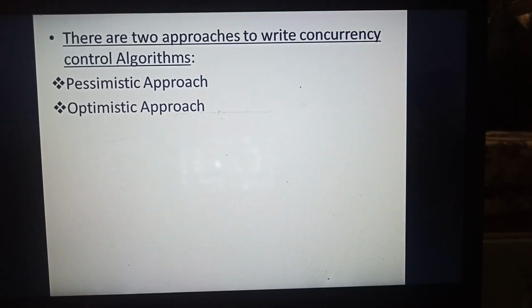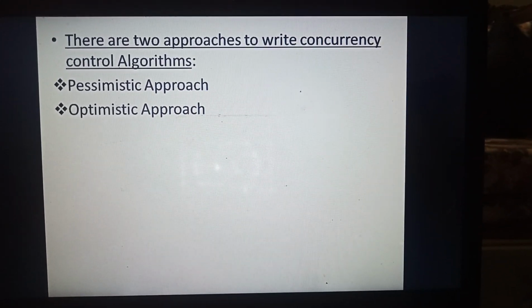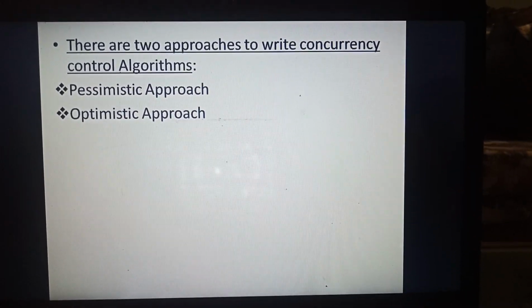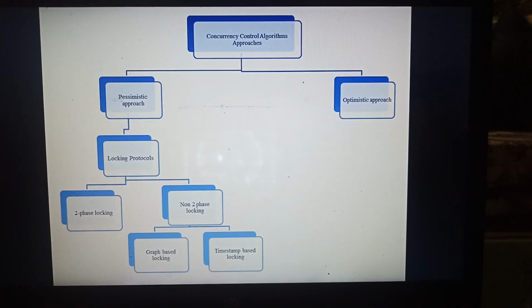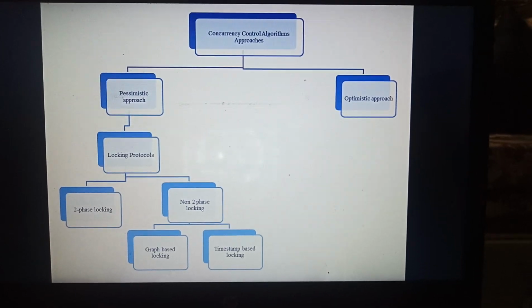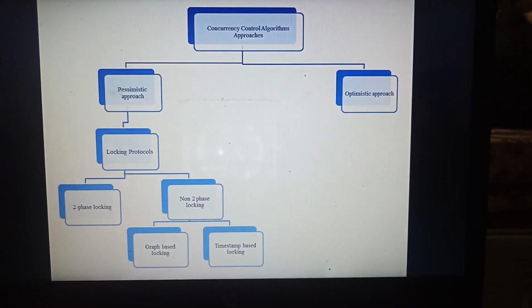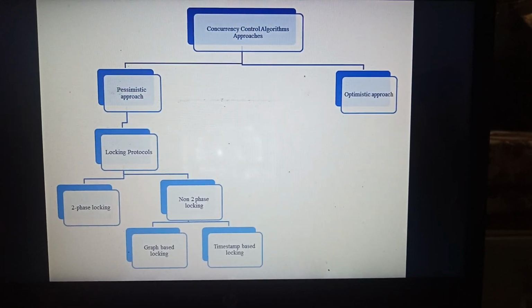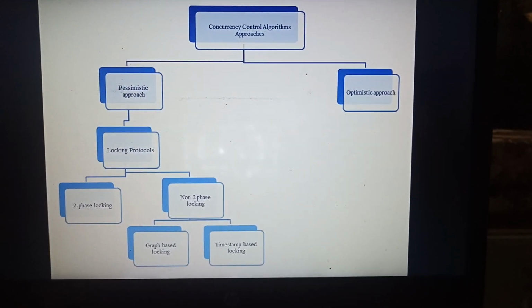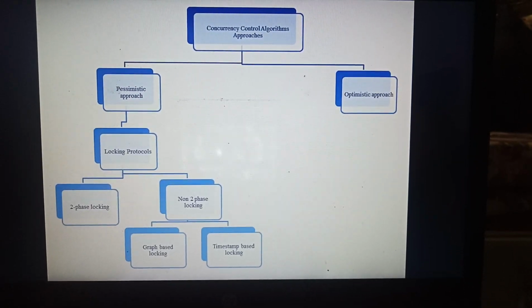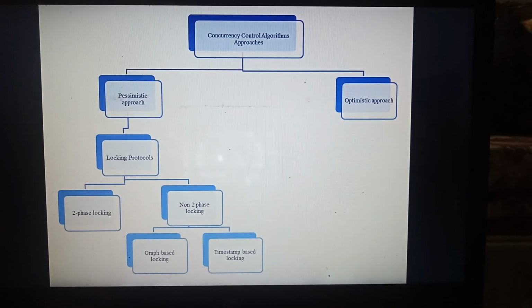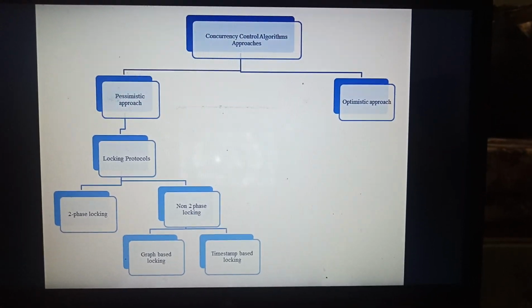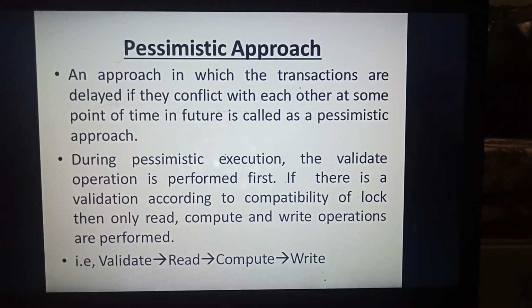Now there are two approaches to write concurrency control algorithms: pessimistic approach and optimistic approach. Now as you can see in the diagram, pessimistic approach is further divided into locking protocols. In locking protocols, we will discuss two-phase locking and non-two-phase locking. Non-two-phase locking is further divided into graph-based locking and timestamp-based locking. So these we will discuss in the next video. Today we will discuss only pessimistic approach and optimistic approach.